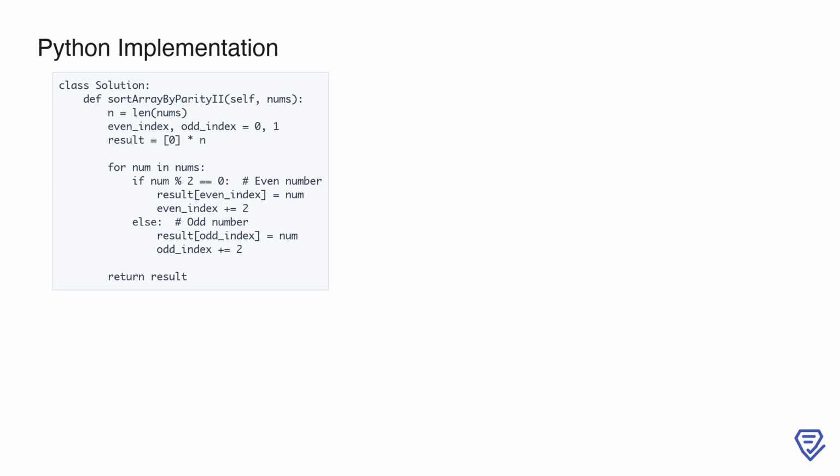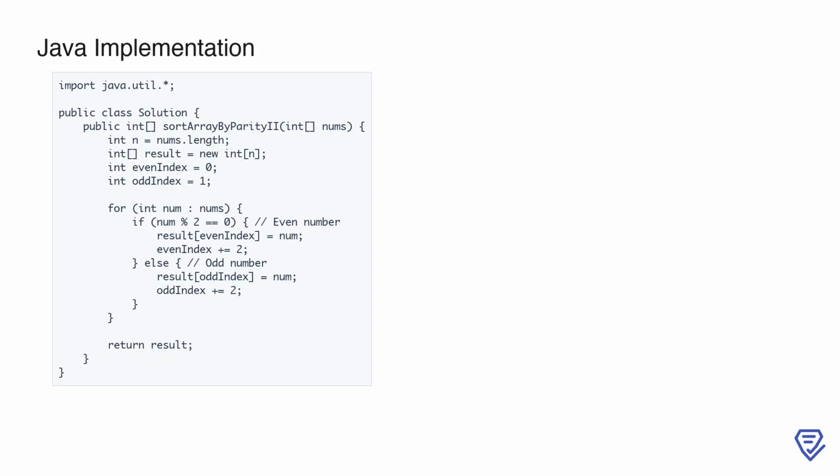This solution runs in O(n) time, as it processes each number in the array exactly once, and uses O(n) additional space for the result array. The implementation is simple, efficient, and adheres to the problem's constraints. This is the Java implementation of LeetCode problem number 922, Sort Array by Parity 2. The logic mirrors the provided Python implementation, with adjustments for Java's type declarations and syntax.